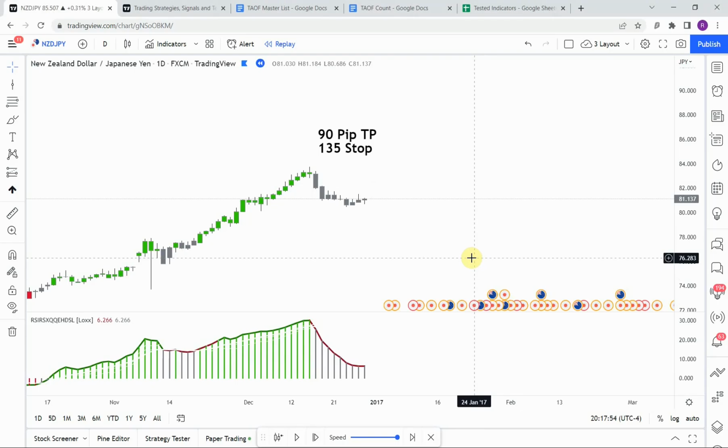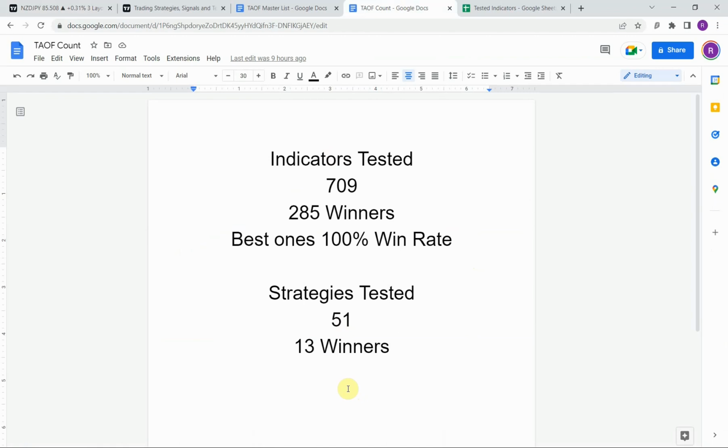Alright, as I said, today we will be testing the RSI RSX QQE indicator. Before we do though, I wanted to put the testing scoreboard up for everyone to see. So to date, we have tested a total of 51 different strategies, with 13 of them being profitable. We've also tested a total of 709 indicators, with 285 of them being winners. The best ones so far were able to achieve a 100% win rate. Now you need to go back and watch those videos to understand the context of how they were able to achieve that. So go back and watch those videos and see what you can get out of those winning indicators. And keep in mind that we test most of these strategies and indicators on the Forex market, but they can be applied to just about any market universally.